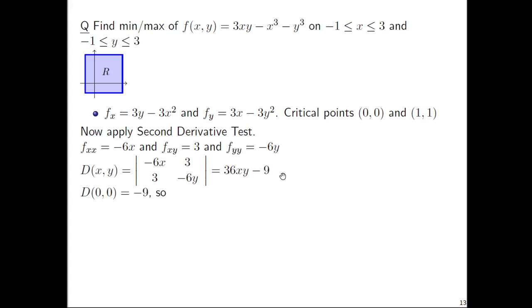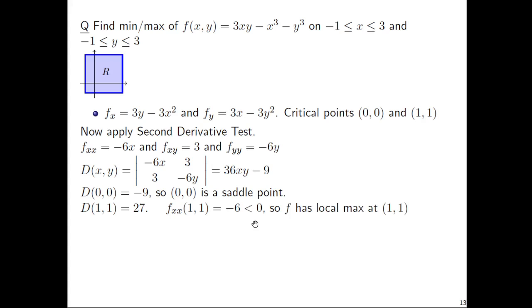This, by the way, if we compute the value of the discriminant at the origin, you get -9. So with the discriminant being negative, you have (0, 0) as a saddle point. If we plug in (1, 1), you get positive, 36 - 9 or 27. You get a positive number, so we have a local extremum, meaning we now need to compute f_xx at the point (1, 1). So staring back up here, we get -6 times 1, or -6. That's a negative number, which means you have a local max at (1, 1).